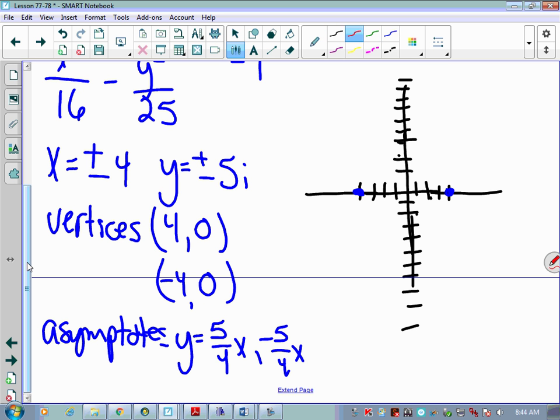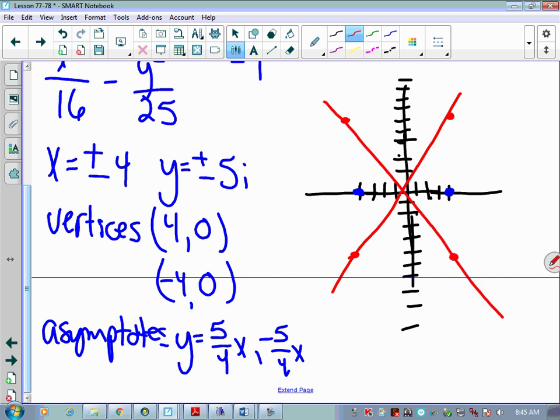Let's try this again. 1, 2, 3, 4, 5. 1, 2, 3, 4, 5. It's probably just a matter of I'm not working with graph paper more than anything. All right, and then in the reverse, we'd go down 5 over 4. 1, 2, 3, 4, 5. And then 1, 2, 3, 4, 5. Something looks like that.